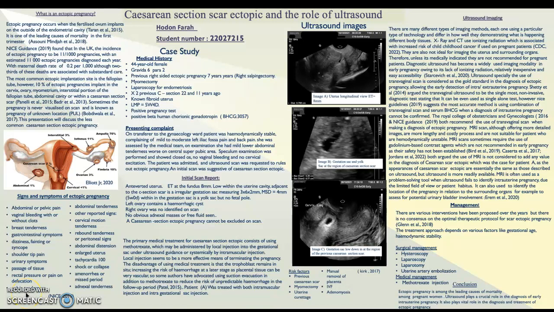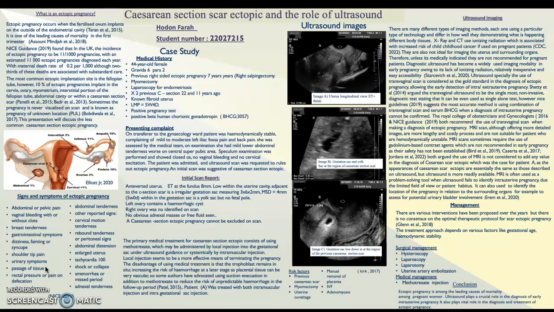MRI scans, although offering more detailed images, are a lengthier and costlier process and are not suitable for patients who are haemodynamically unstable. Caesarean et al. 2017 and Jordan et al. 2022 both argue the use of MRI is not considered to add any value in the diagnosis of Caesarean section scar ectopic, which was the case for patient A, as the appearances of Caesarean section ectopic are essentially the same as those described on ultrasound, but ultrasound is more readily available.